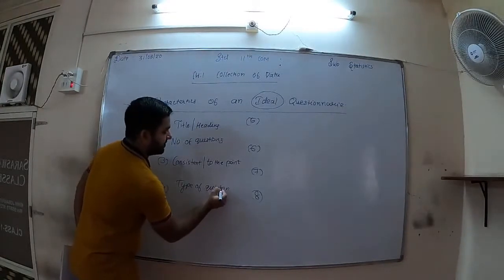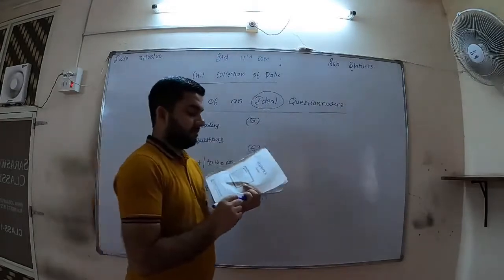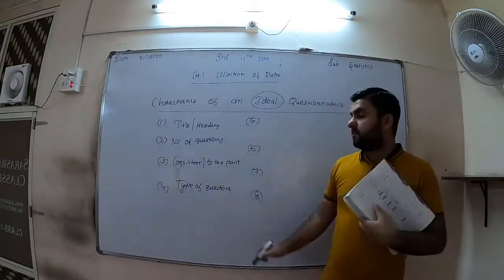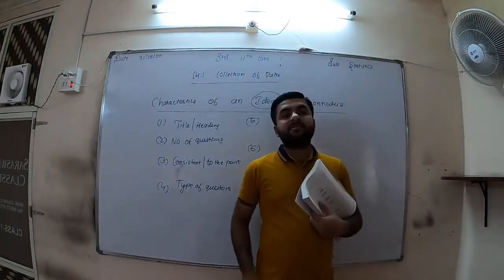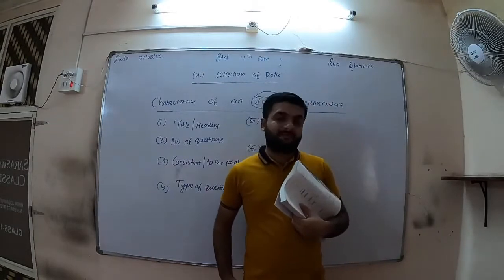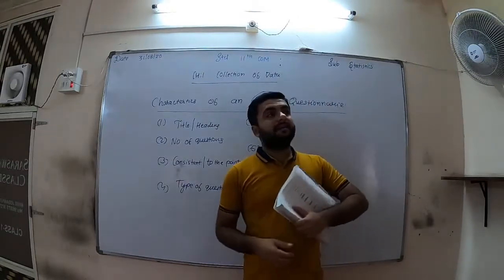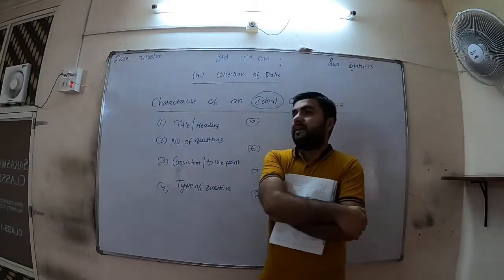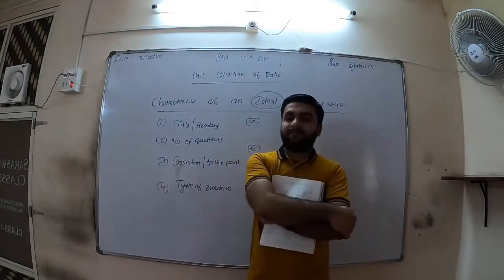Type of questions. It is also an important thing. Ambiguous and dual standard means those which have double meaning. Now, a very good example is given in our book: the question is, are you educated?